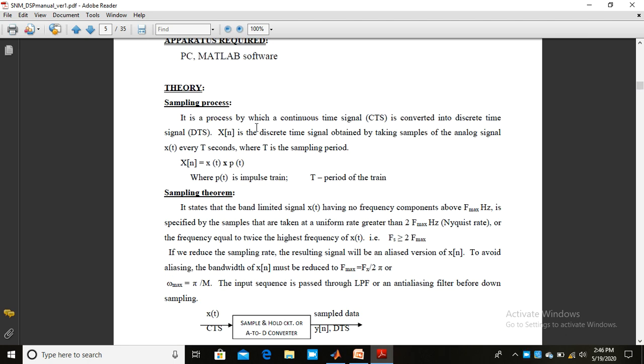Sampling is a process by which a continuous time signal is converted into a discrete time signal. Next, the sampling theorem states that for a band limited signal having no frequency component above fmax in hertz, the sampling frequency must be greater than or equal to 2 times the input frequency.